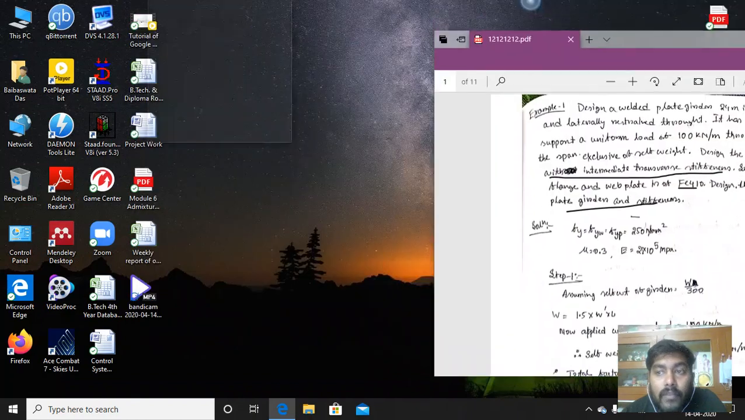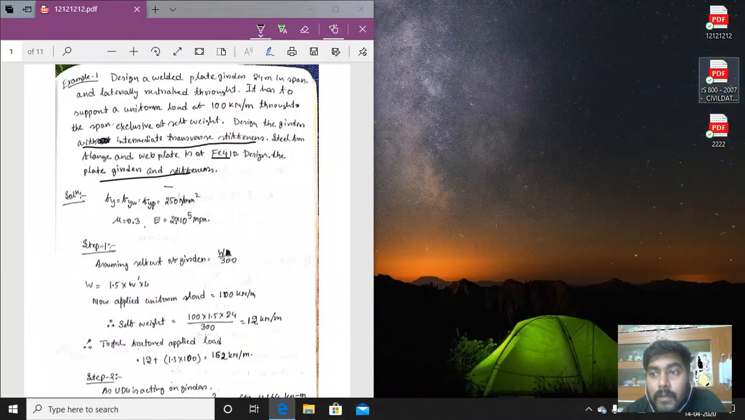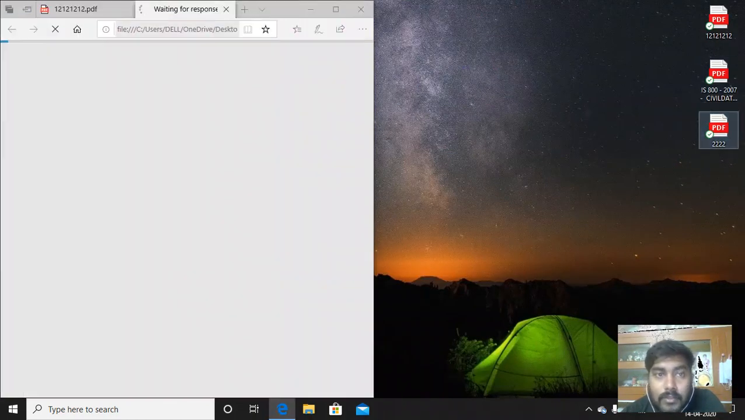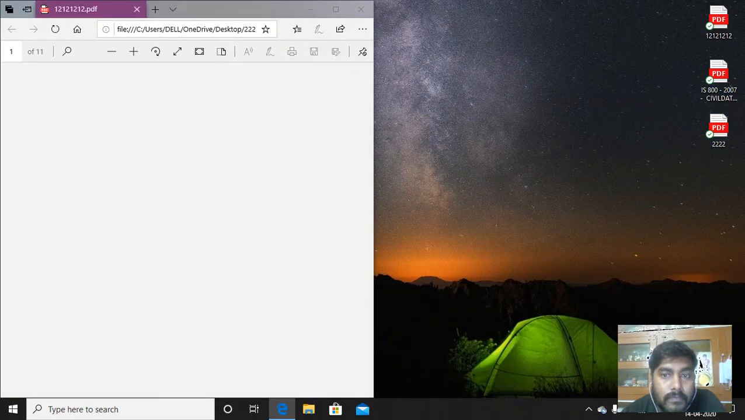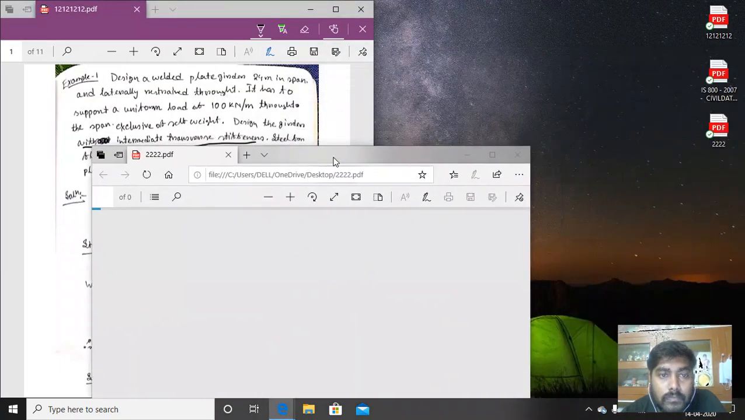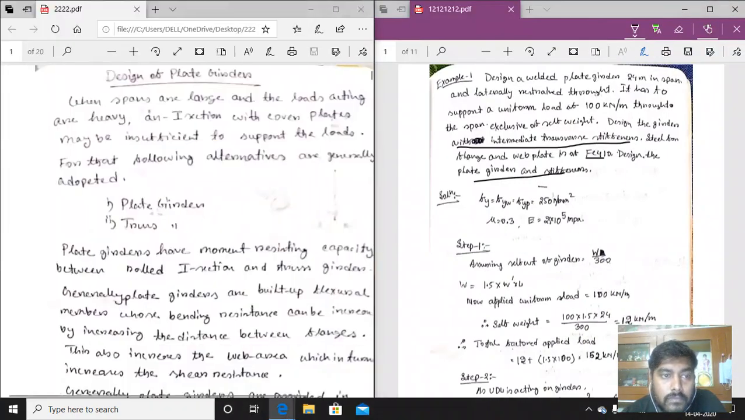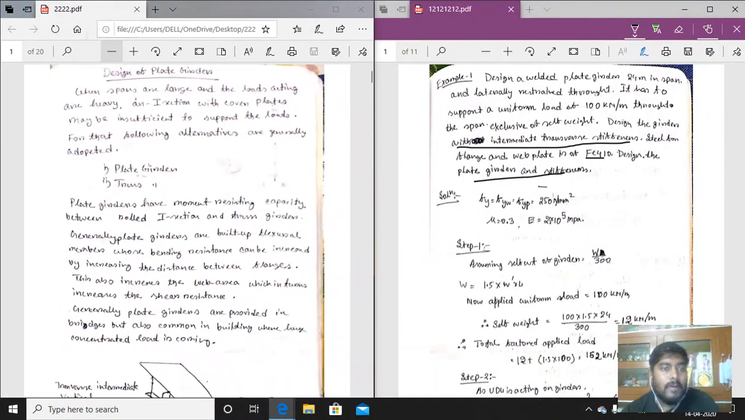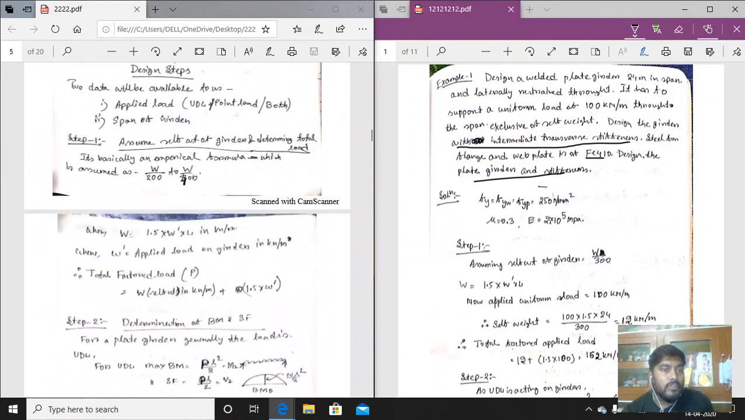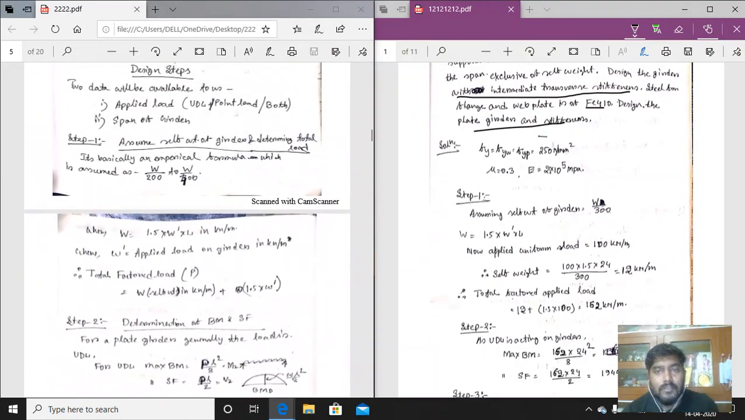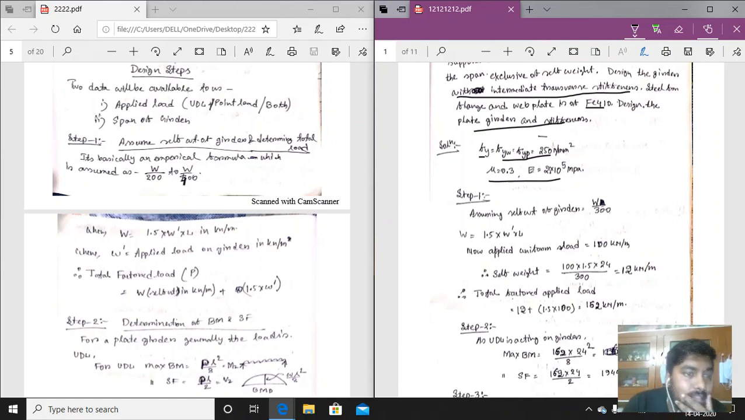So let us open another window for our design steps. Okay, first let us open the design steps that we will proceed with now. First, we have written all the things that are given to us. Now coming to step number 1. What does step number 1 say? It's basically an empirical formula to calculate the self weight, W by 200 to W by 400. Let us assume the self weight of the girder as W by 300.